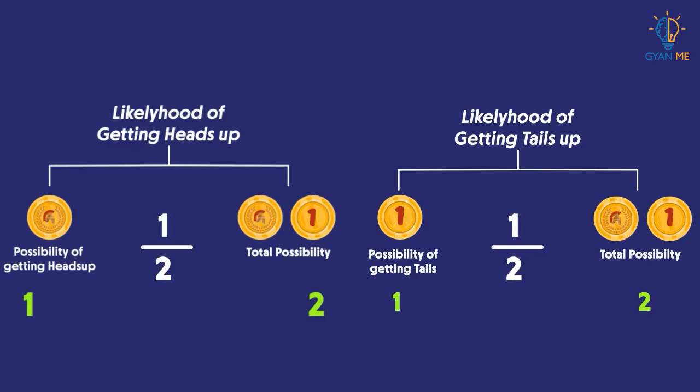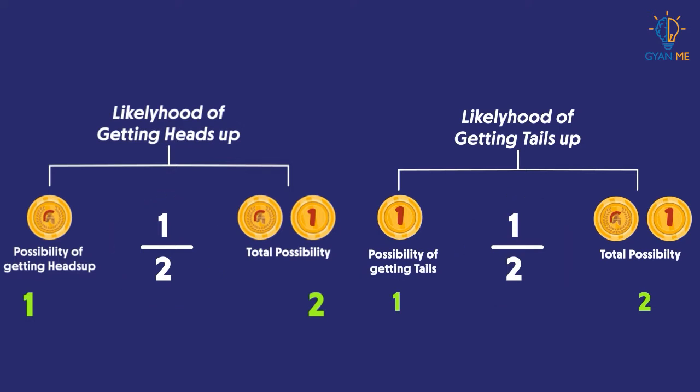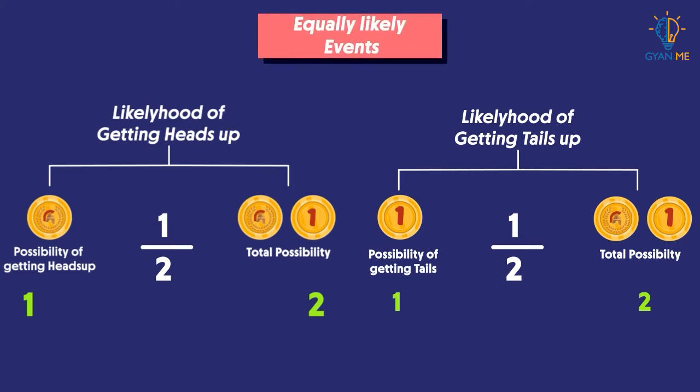Now look at both the events. Landing a head and landing a tail have the same probability in our example. And since probability tells us the likelihood of the event occurring, such events are called equally likely events. Thus, equally likely events are those events where their possibilities of occurring are the same.